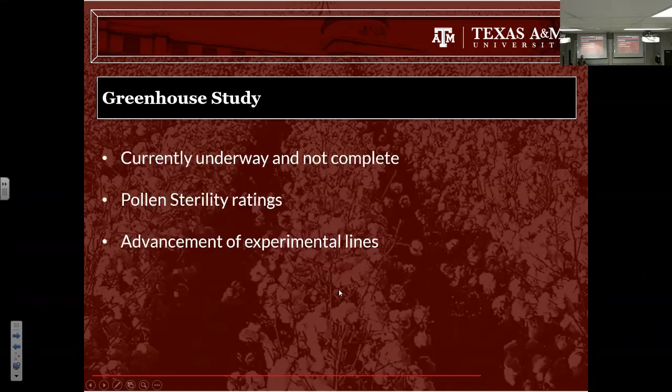So we are also implementing a greenhouse study. Unfortunately, the data is not done being collected for pollen sterility and flower measurements, so I will not be presenting that today. But it gives us a good way to measure pollen variability, because in the field it's super hard to measure just because there are so many different environmental factors. And we also use the greenhouse study to advance some of the lines.